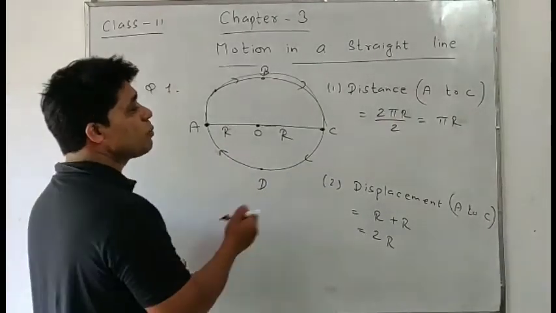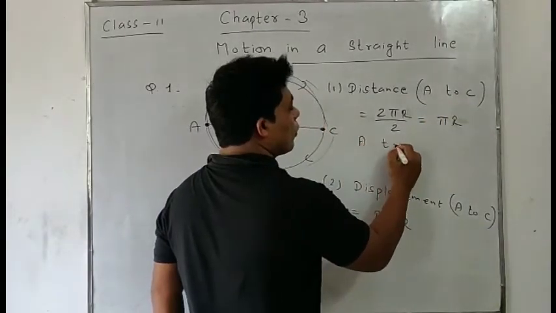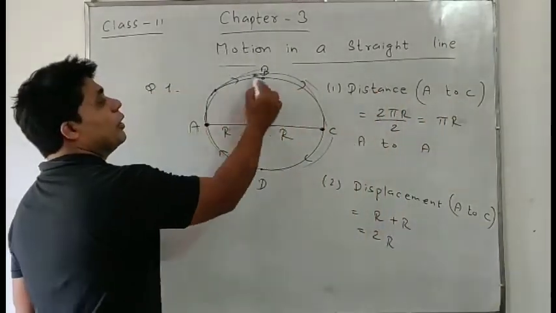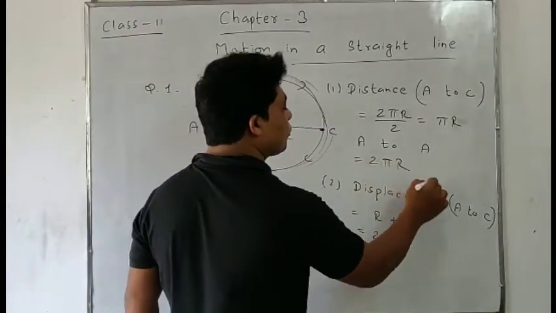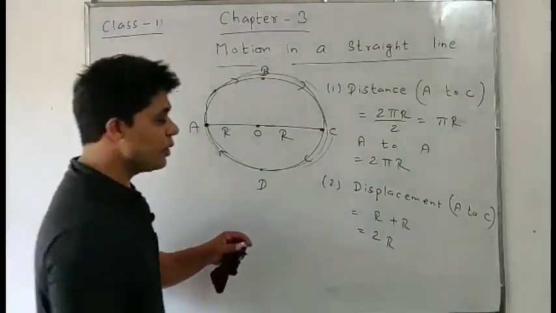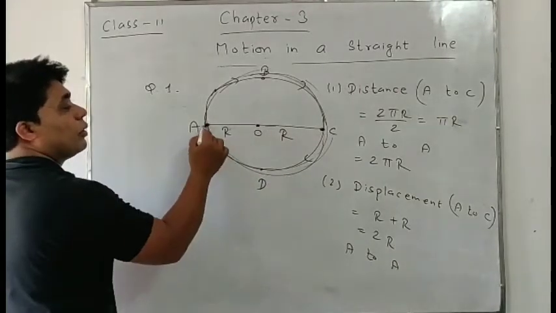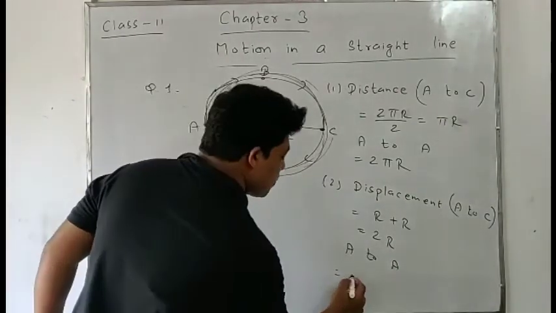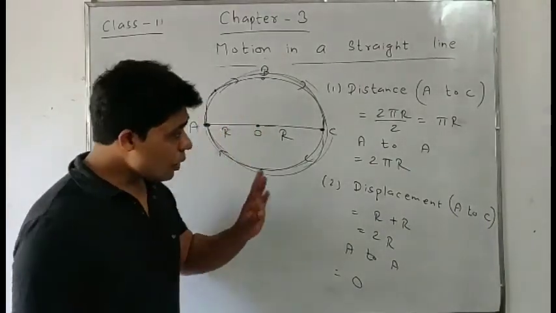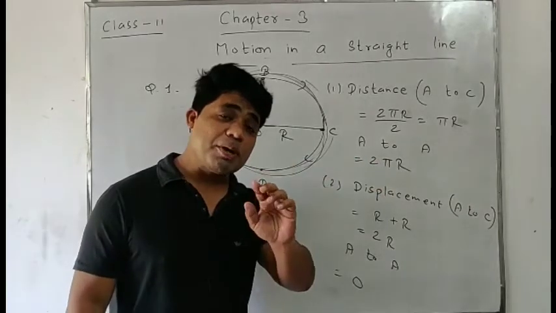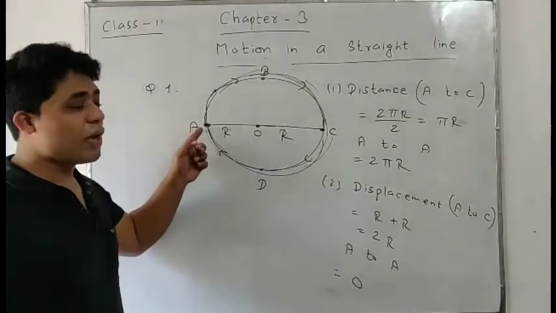Understood? Now if we have to find the displacement from A to A, what is the distance? That is the total circumference, so we write 2 pi r. And what will be the displacement from A to A? The initial and final point is the same, so displacement will be 0. It means distance is always positive, but displacement may be positive, negative, or sometimes 0, because the initial and final point is the same.